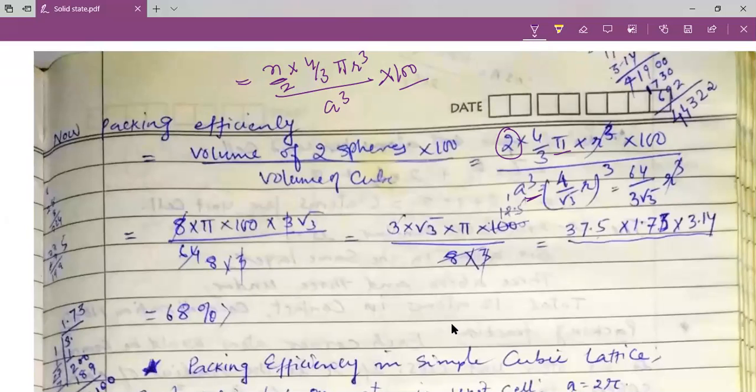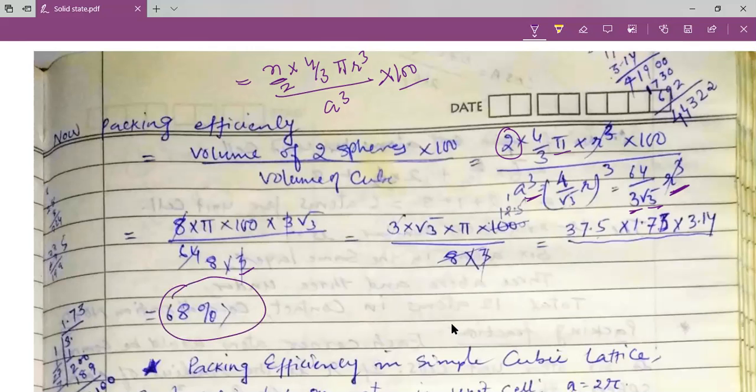So 4 cube is 64. Root 3 cube is root 3 into root 3 into root 3. So root 3 into root 3 is 3 and then root 3. And then, my dear students, this R cube we have written, so R cube divided by R cube becomes 1. And 2 fours are 8. This pi we have written, this 3 we have written over here, and we have written 64 down. So finally, by doing all this calculation, my dear students, we get this answer as 68%.